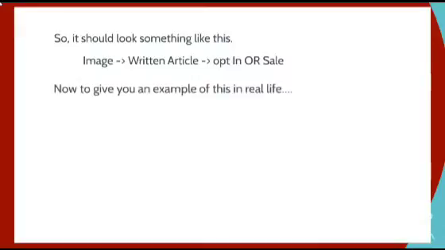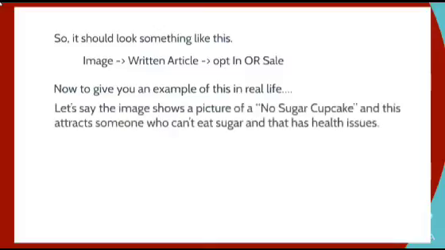So now to give you an example of this in real life, let's say, for example, that your image shows a picture of a no sugar cupcake. And this is going to attract somebody who cannot eat sugar and has health issues, so kind of tapping into the example that I talked about earlier. This could be somebody who maybe is diabetic or somebody who has a health condition who can't eat sugar. So on the image, it's not going to just be an image, it's going to be an image with some text that you can grab them in.